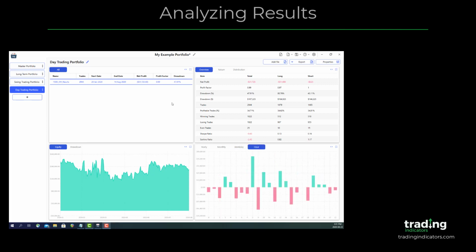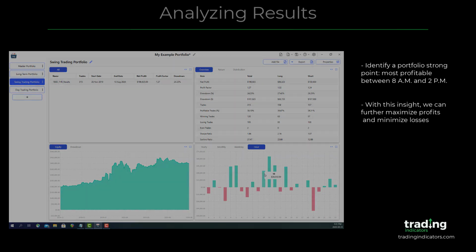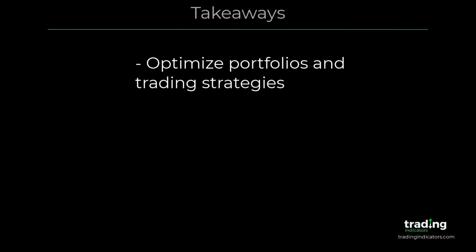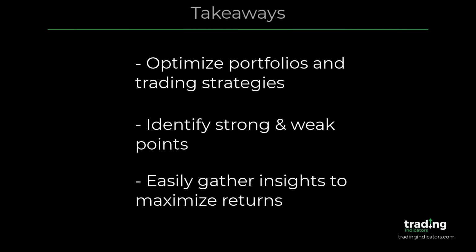Again, drawing insights from the periodic returns, we can note that the majority of our profits in both the day and swing trading portfolios occur between 8 a.m. and 2 p.m. This is another good example of valuable information that can help us improve our trading approach. While we've only covered a few basic examples of how Portfolio Architect can help us to optimize our portfolios, we've seen that we can identify the strong and weak points in our strategies and draw insightful conclusions just by simple inspection.